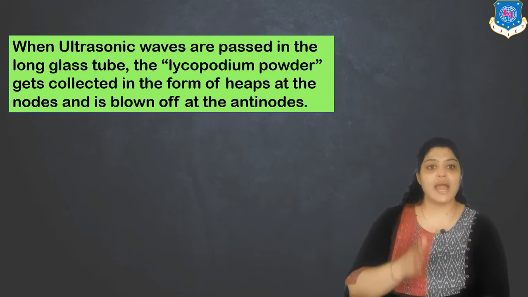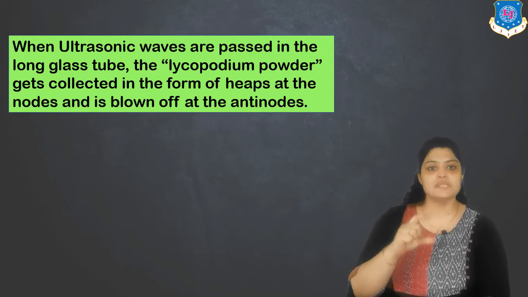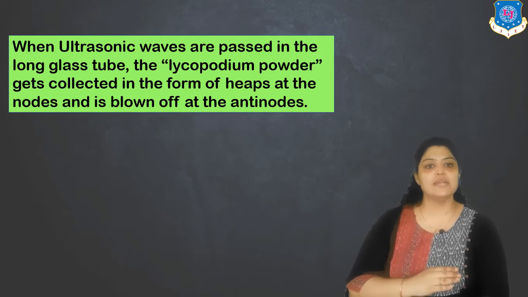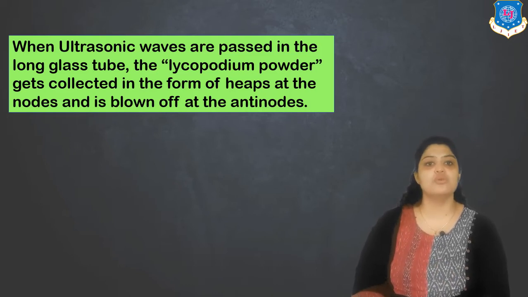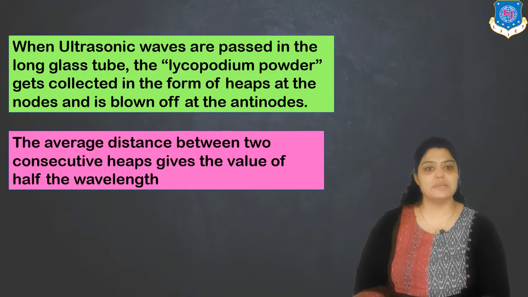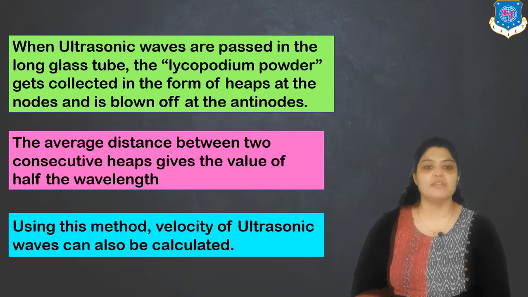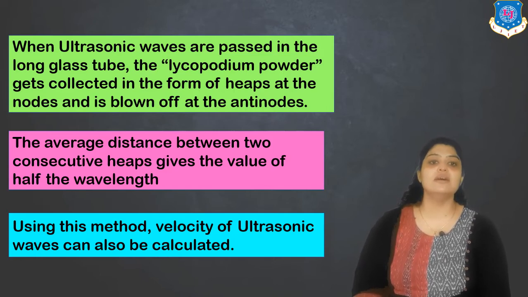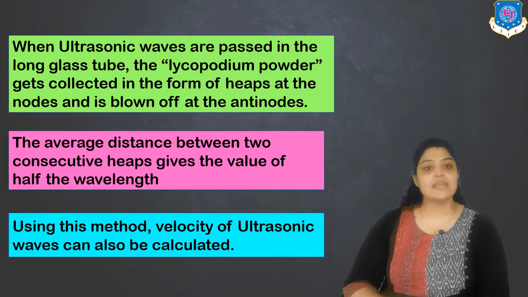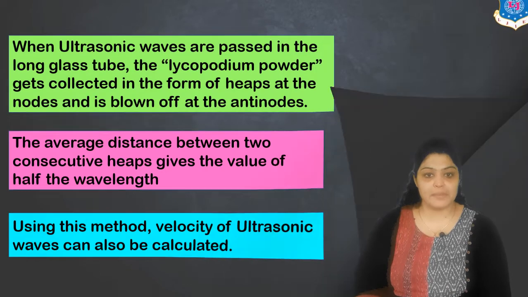As I said, at the nodes you have maximum disturbance, maximum amplitude. At the antinodes, minimum disturbance, no amplitude can be seen. The average distance between two consecutive heaps gives us the value of half of the wavelength, through which we can also find out the wavelength. So using this method, even the velocity of ultrasonic waves can be calculated, and thus it's a quantitative method. So these were the four basic ultrasonic wave detection methods.